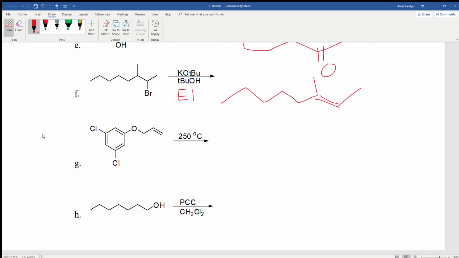Part G is a Claisen rearrangement. Now, if you're taking this course at this point, this is material that I've generally moved all the way to the end of Organic 2. So if you're studying for Exam 1 right now, you probably haven't seen this reaction yet, but we will see this reaction at the end of the course, and so I'll include its answer here. But this is the Claisen rearrangement, which is one of the few reactions that we have for ethers.